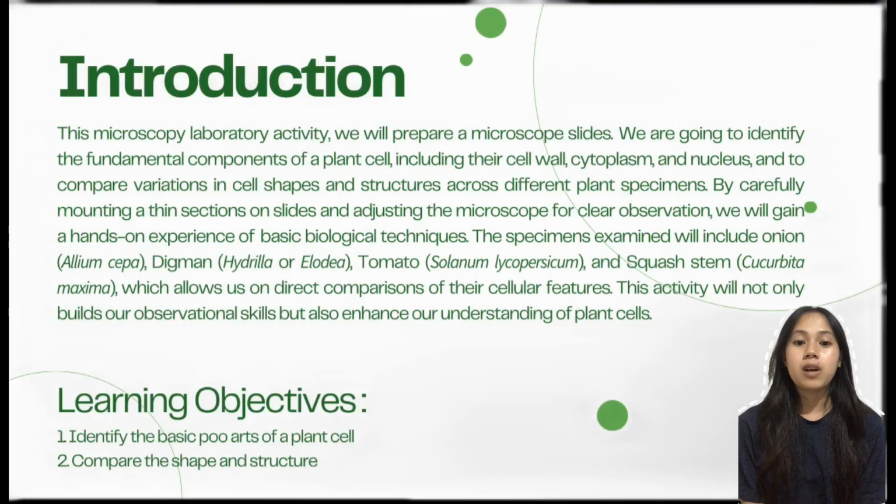Our main goal was to identify the basic parts of plant cells, such as the cell wall, cytoplasm, nucleus, and chloroplast, and compare how these structures look in different plants. We examined four specimens: onion, digman or hydrilla, tomato epidermis, and squash stem. This activity gave us hands-on experience in slide preparation, staining, and microscope focusing, which are essential skills in studying biology.